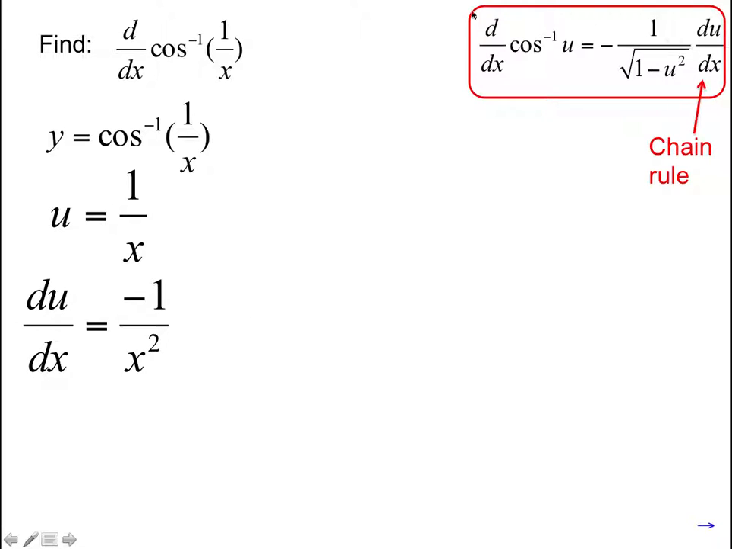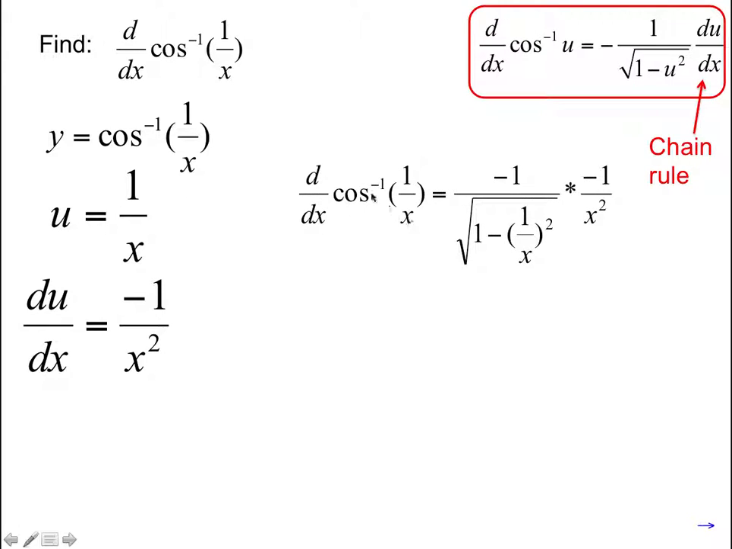So now we can take a derivative of the inverse cosine. The derivative of the inverse cosine is minus 1 over the quantity, the square root of 1 minus 1 over x squared, times negative 1 over x squared. Those do not cancel, by the way. One's inside a radical, the other one is not.